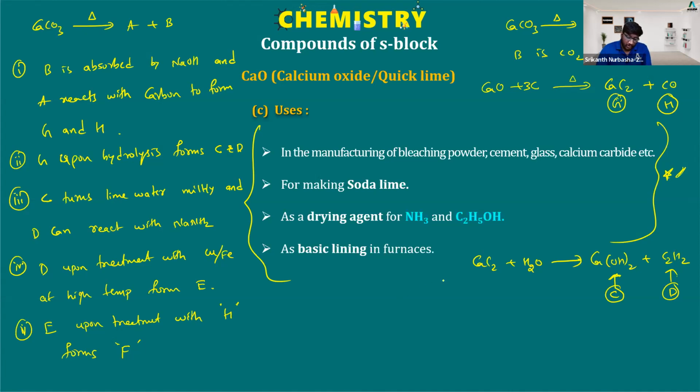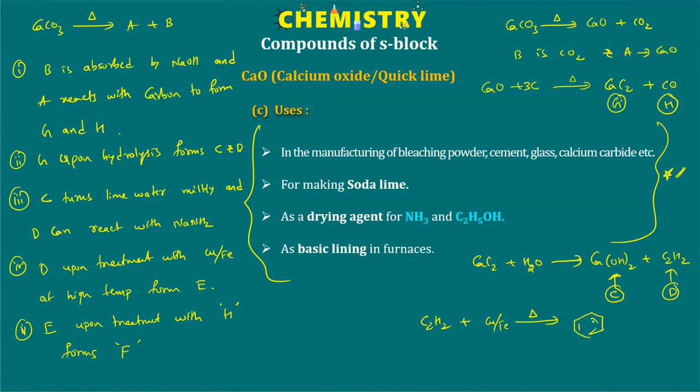And D upon treatment with copper or iron at very high temperature. C2H2 reacting with copper or iron at a very high temperature will form what? Benzene. Cyclic polymerization occurs, like cyclic trimerization. So E is nothing but benzene.